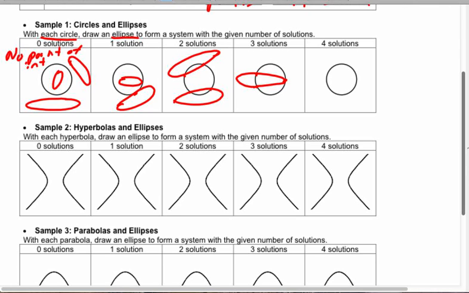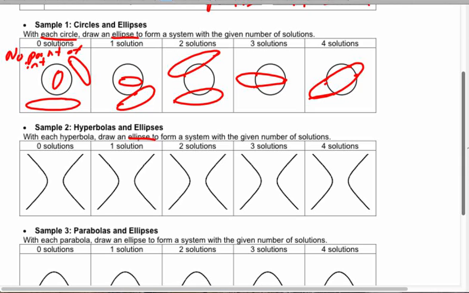So 4 solutions. Let's take a look at that. I'd have to have 4 points of intersection. All right, so there we go. What's this going to look like? Well, we draw an ellipse like that. It intersects at 4 points. Okay, now we've got a hyperbola. Again, we're going to draw an ellipse.